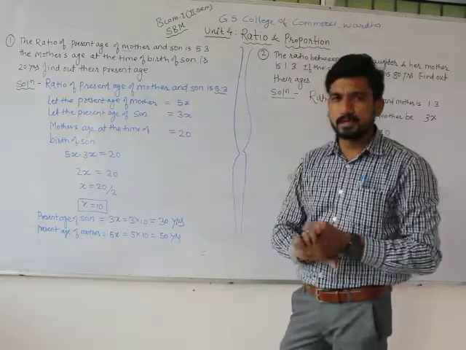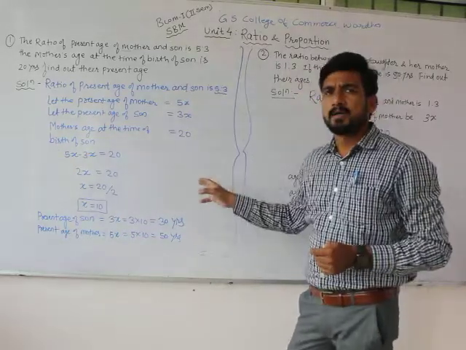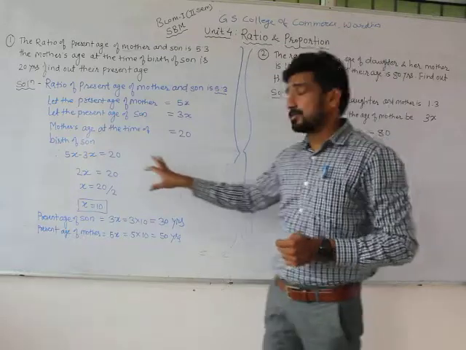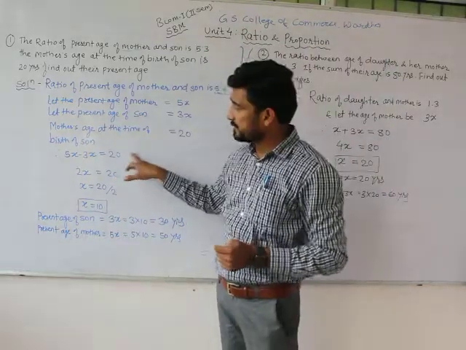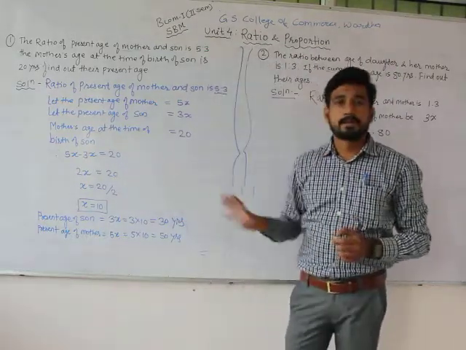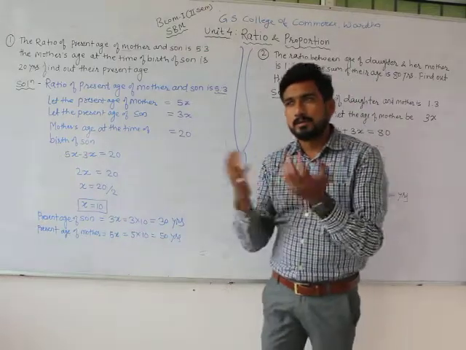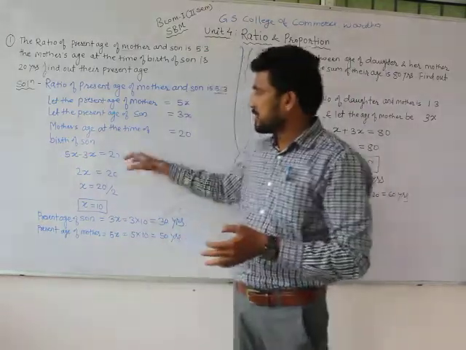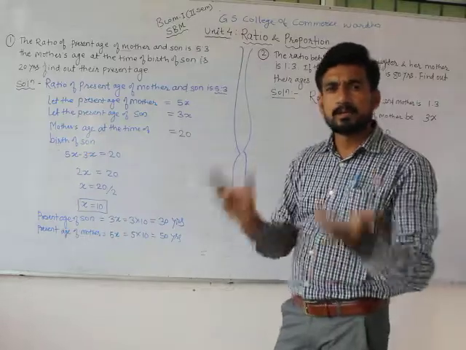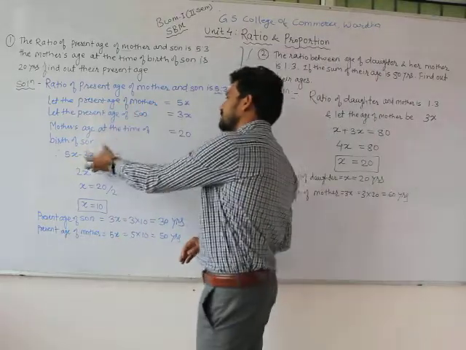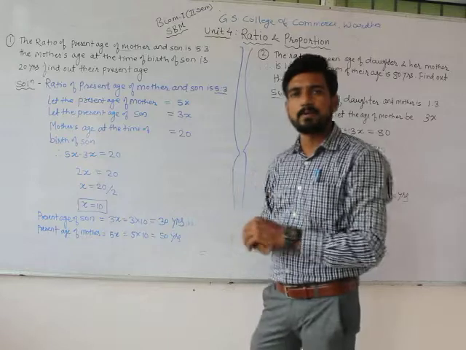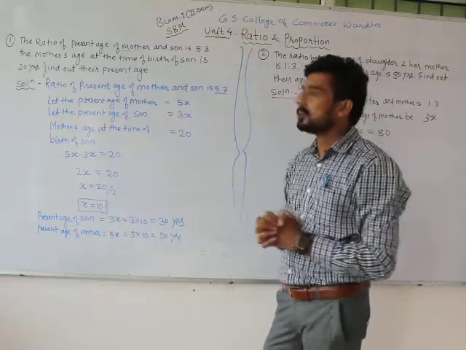So I hope you understand the equation. The most important part of ratio and proportion is the equations, because if your equation is correct, then your answer will be correct. If you make a mistake in writing the equation, then your problem will go totally wrong. So the equation is now 5x minus 3x equals 20 because we had that difference of 20 years.